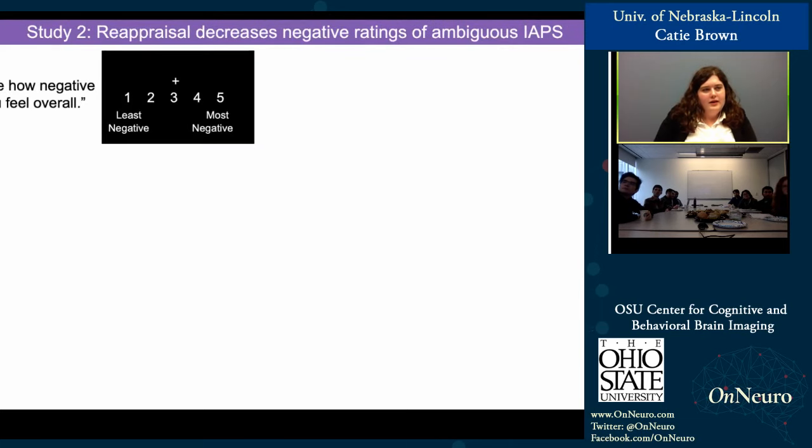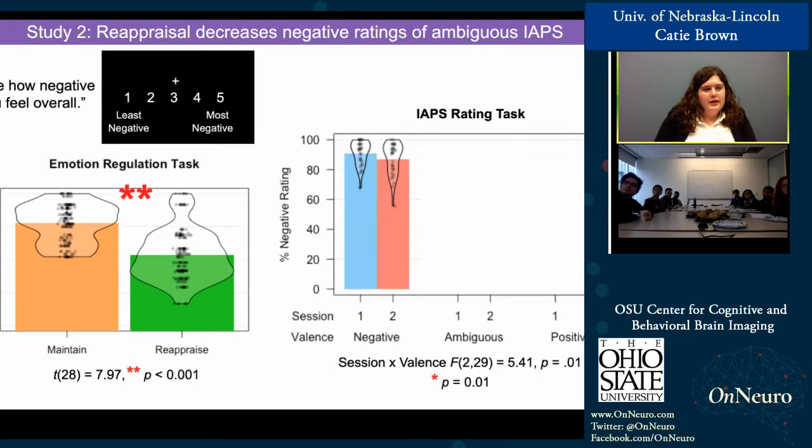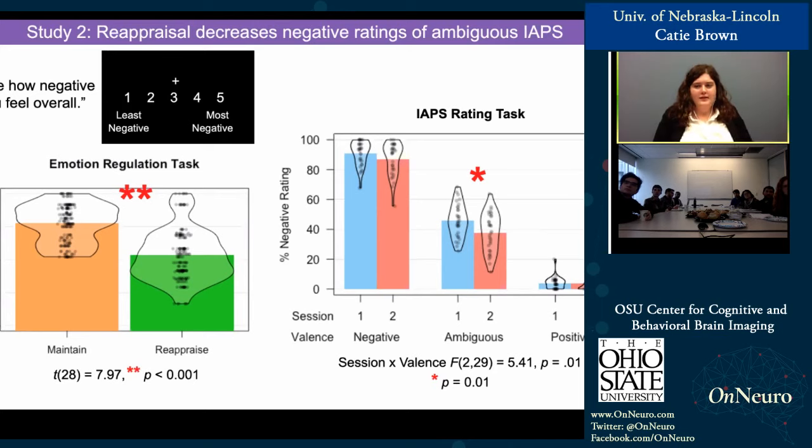So looking at how do you feel overall, just like with study 1, again, we see that participants report feeling less negative after reappraising negative images. And we also see that while clearly negative IAPS don't change, nor do clearly positive IAPS, the ambiguous IAPS do show a decrease across session. So both study 1 and study 2 support the hypothesis that positive interpretations of ambiguity rely on a reinterpretation or reappraisal of the ambiguous stimulus.